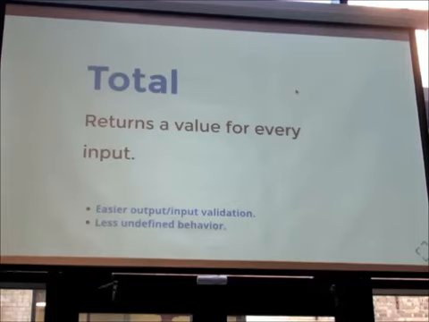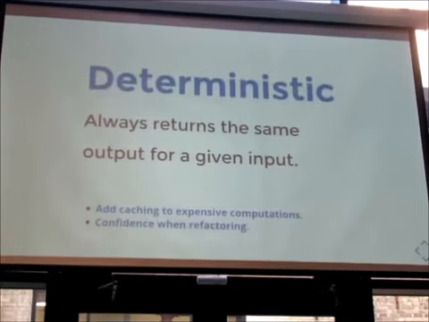And when you think about it, that puts less stress on the validation of inputs and outputs. You need to care less about what these inputs and outputs are, and all in all, it leads to less undefined behavior. Right? The second thing is deterministic. And what deterministic means is that it always returns the same output for a given input.